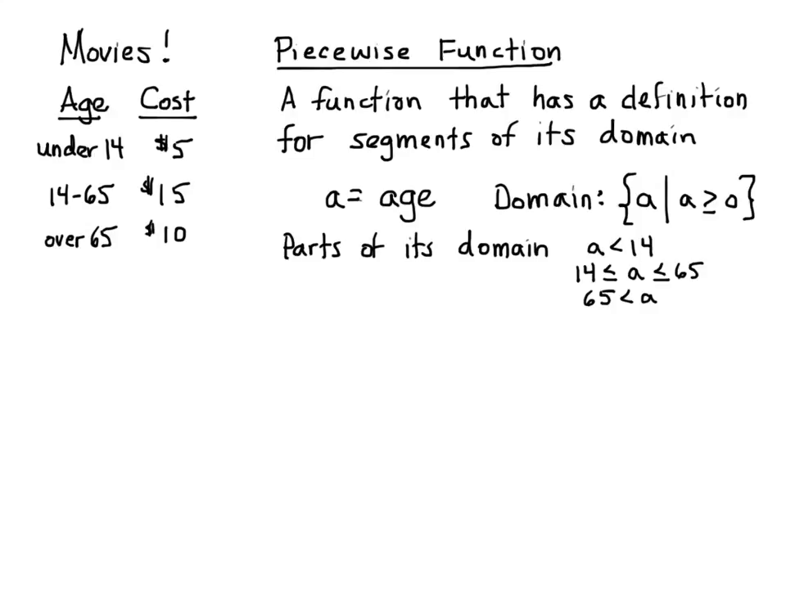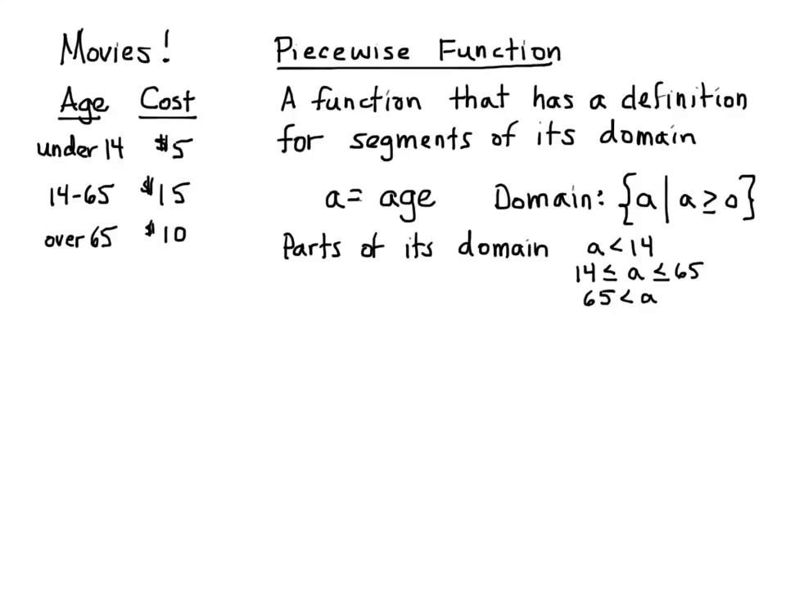Now, depending on how the sign is worded, it could be under 14, or it could mean to include 14. Mathematically, we have to be precise about this. Just like if you go to the movies and you say, okay, I'm 14, the person who's going to tell you what it costs isn't going to say, well, it's $5 or $15. They're going to say one or the other.